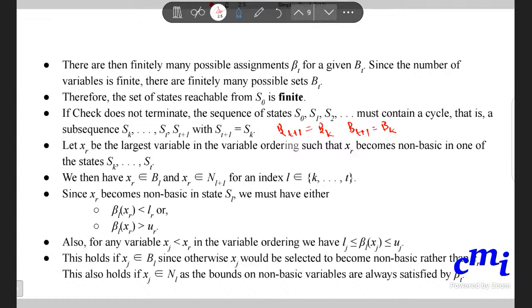So let's assume that in sl it first becomes non-basic. Now, if it becomes non-basic, that means it was violating its bounds as a basic variable.